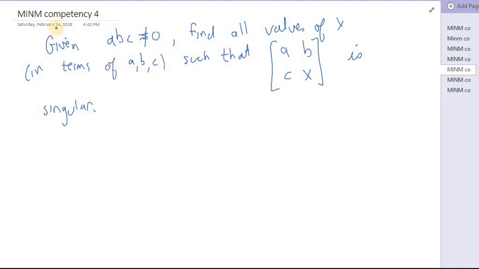Okay, this problem tests MINM competency 4, and it goes like this. Given that ABC, the product ABC is not 0, so A times B times C is not 0, find all values of x in terms of ABC such that ABCX is singular.